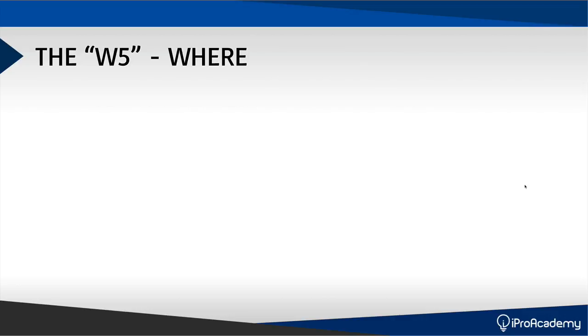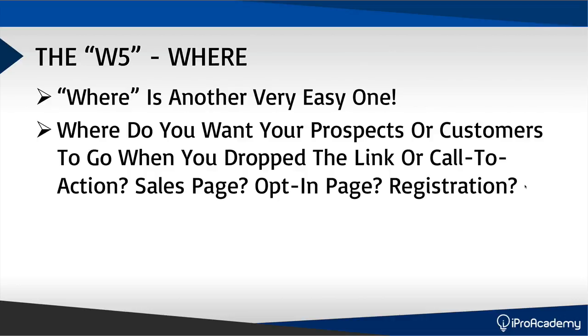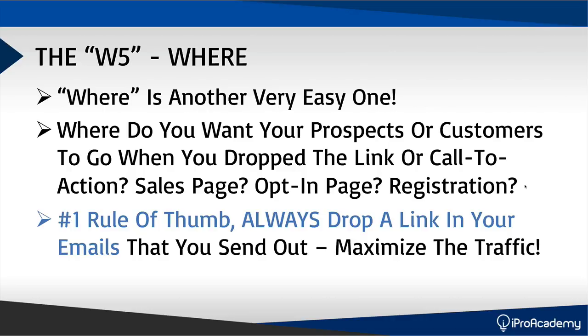Now, the fourth one is going to be where. So where is another very easy one to really accomplish. You have to answer this question: where do you want your prospects or customers to go when you drop the link or call to action? Okay, so right in the email, if you drop a hyperlink inside the email, where do you want them to go? Is it a sales page? Is it an opt-in page? Is it a registration page? Is it a video page? Whatever page it is, you've got to make sure that you send them somewhere. Okay, that's very, very important.